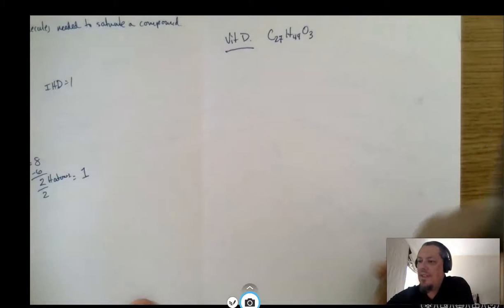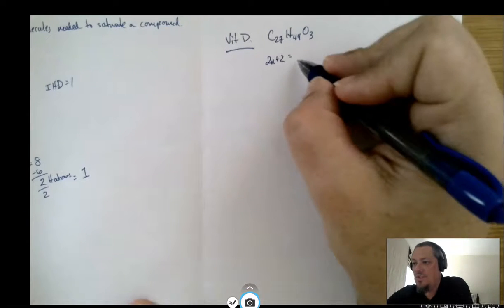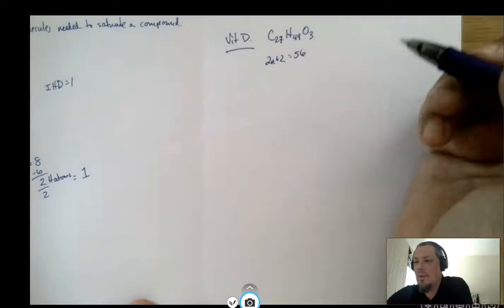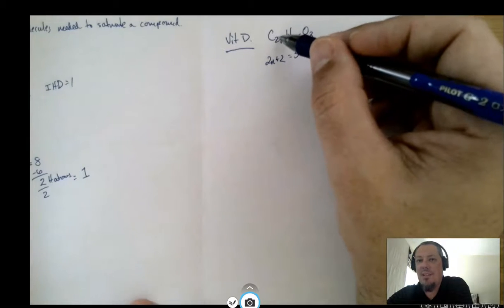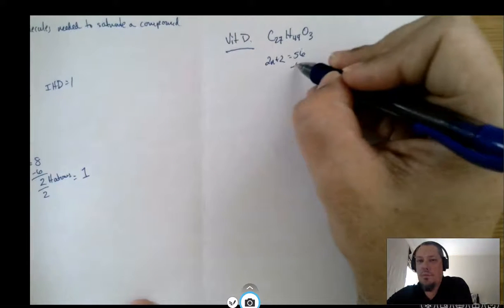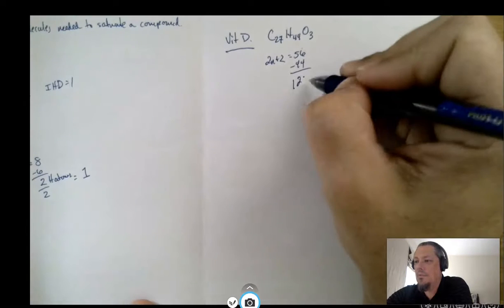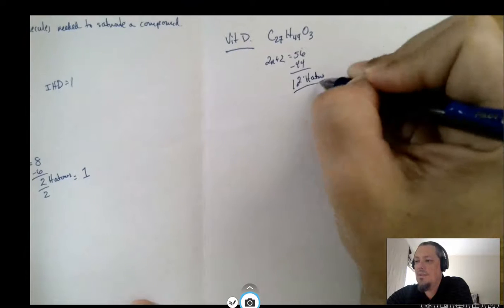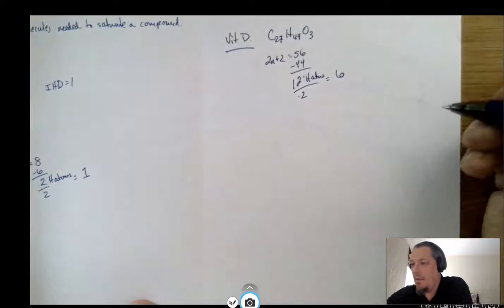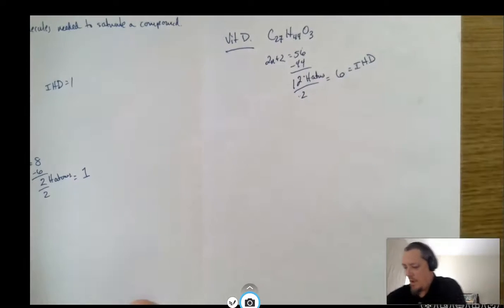If I calculate the IHD, we're going to use 2n+2 again. n is 27. That means this should have 56 hydrogens. If this was a straight carbon chain of 27 carbons length, we would have 56 hydrogens here. We don't. We have 44. So we'll subtract that out, and we're missing 12 hydrogen atoms. That's divided by 2, an IHD of 6. So we're missing 6 hydrogen molecules.